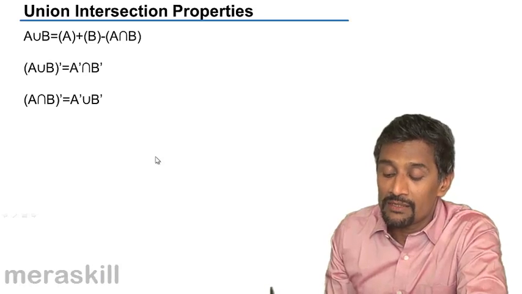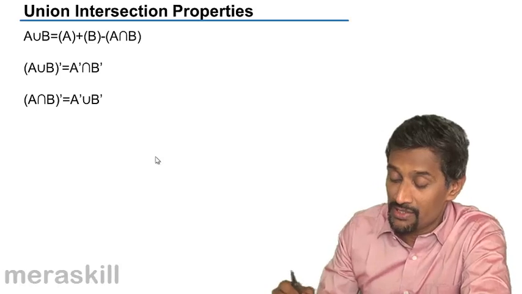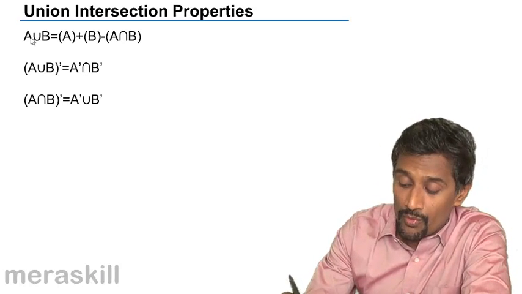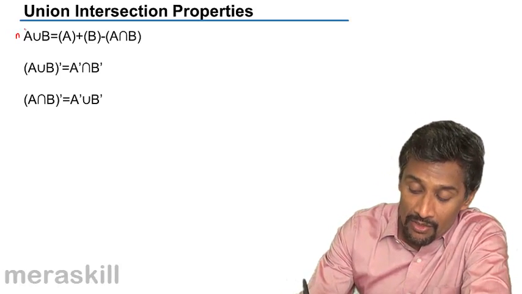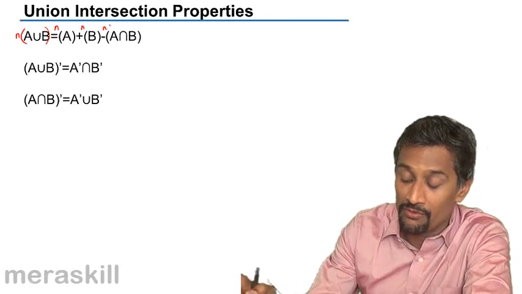You have to understand certain properties here. That very important rule I had mentioned earlier. Now here we have to understand n of A union B is n of A plus n of B minus n of A intersection B.